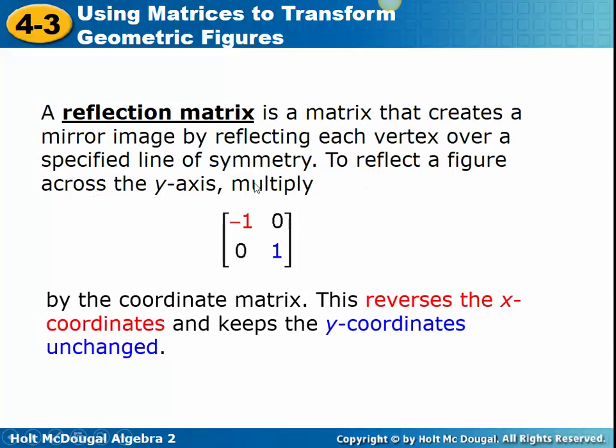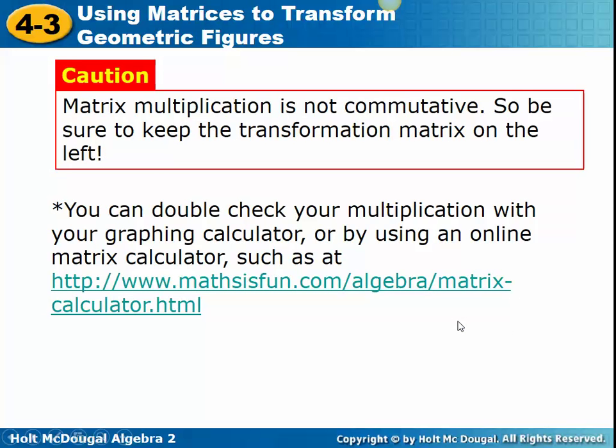To reflect across the y-axis, we will multiply the 2 by 2 matrix [-1, 0; 0, 1] by the coordinate matrix. What happens when we do that is all the x-coordinates will be reversed and the y-coordinates will be the same. Remember that matrix multiplication is not commutative. You can't multiply in any order. The transformation matrix has to be on the left.